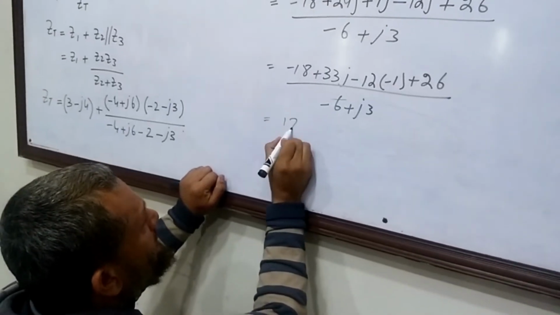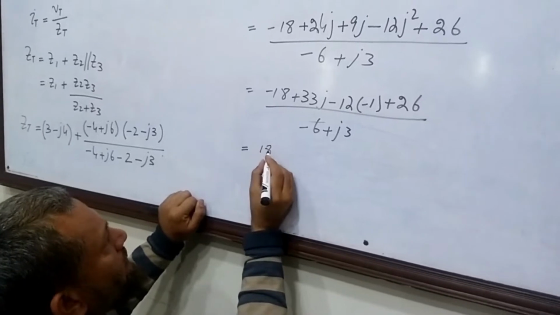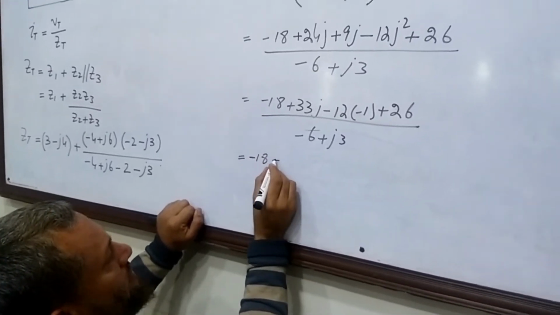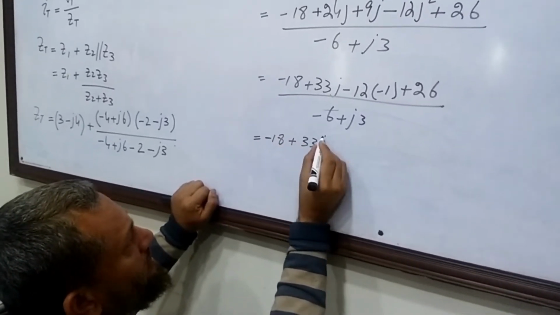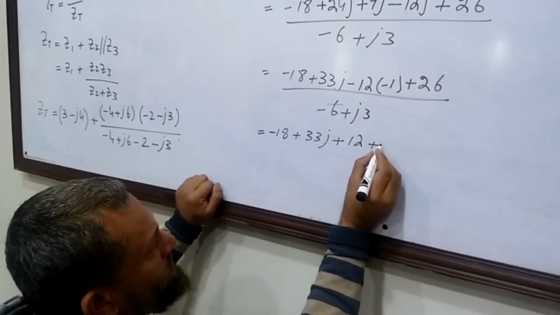Look at over here: 18 minus 18 plus 33j, minus into minus is plus, 12 plus 26.